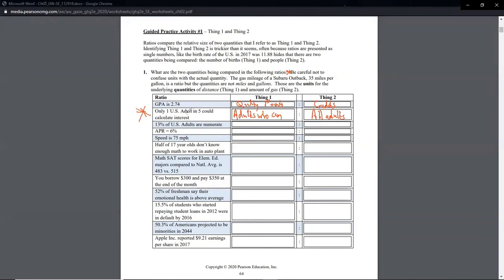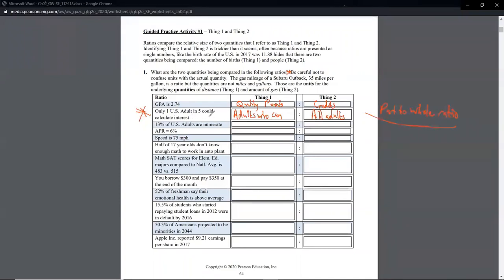So that means there's 1 adult who can to 4 adults who can't for a total population of 5, which means if there were 10 people, 2 would be able to calculate interest and 8 would not be able to, but that ratio would be 2 to 10. 2 adults who can out of all adults. And then 2 to 10, you could reduce to 1 to 5. If I had 100 people in total, that means 20 would be able to calculate interest, and then there'd be 100 total, meaning 80 couldn't. So this is what we call a part to whole ratio. This is very, very common. And again, it's going to be the answer to like half of these.